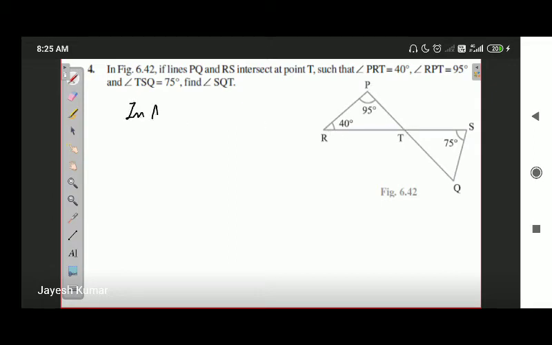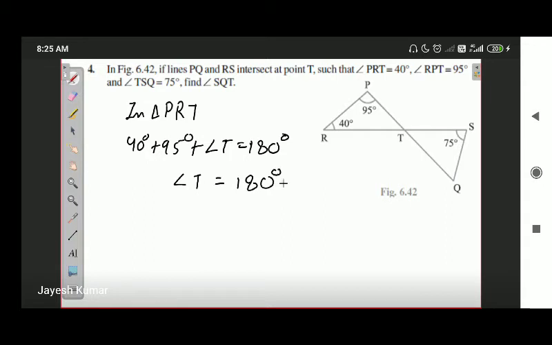In triangle PRT, the sum of all the angles of this triangle is 180 degree. That means 40 degree plus 95 degree plus angle T is equal to 180 degree. That means the value of angle T can be given as 180 degree minus 135 degree. That will be 45 degree.